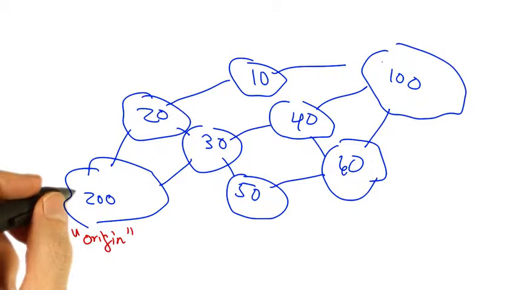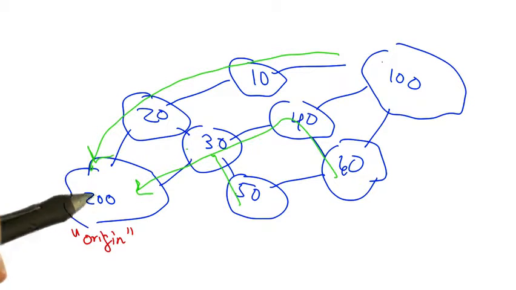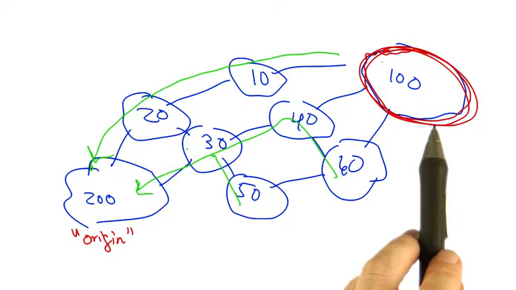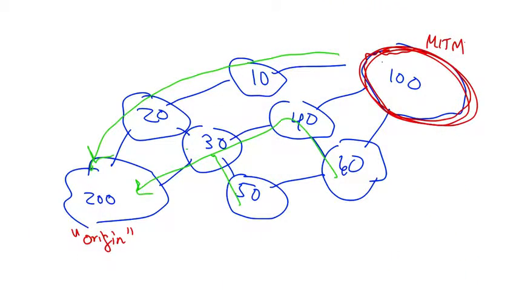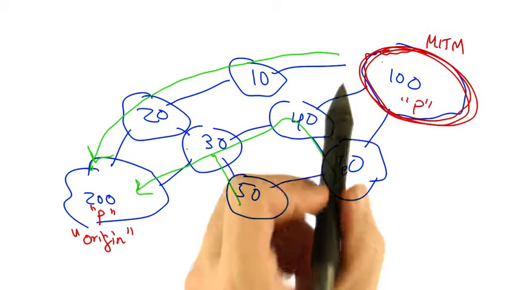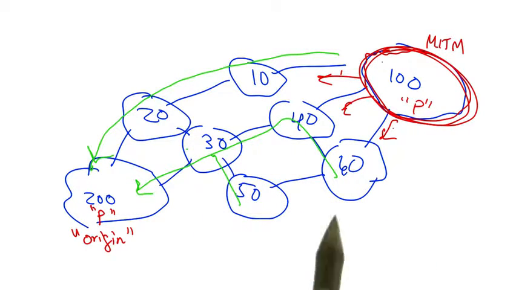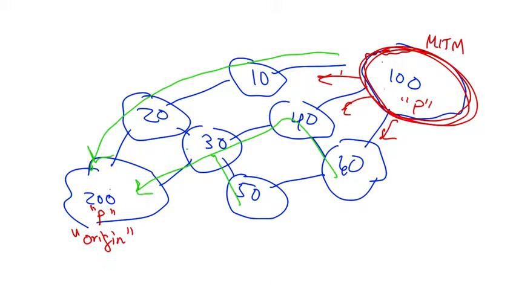Let's suppose that AS200 originates a prefix, and that the paths that result from the original BGP routing are shown in green. Let's now suppose that AS100 seeks to become a man in the middle. If the original prefix being advertised was P, AS100 could also advertise the prefix P, but we want to make sure that AS100 maintains a path back to AS200.